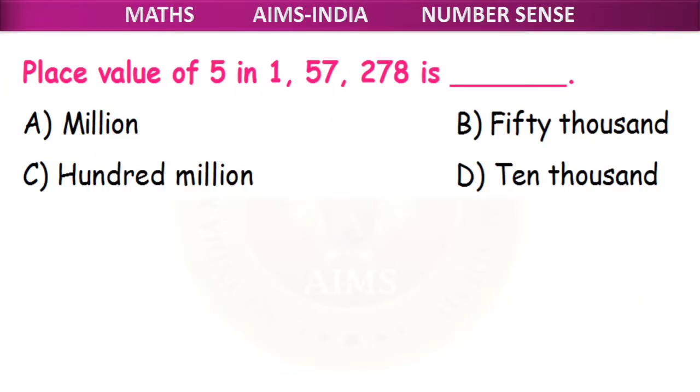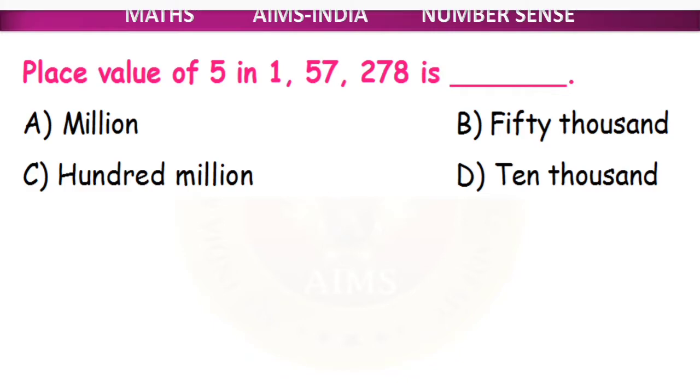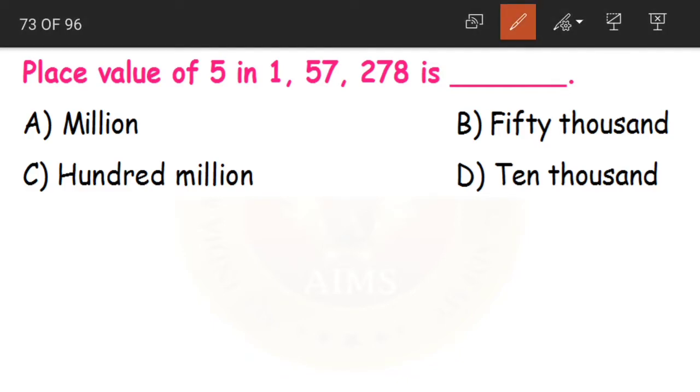Next question. Place value of 5 in 1,57,278 is dash. See children, now if you are talking about the place value of 5 in 1,57,278, and if you look at the options, all the options are in words.